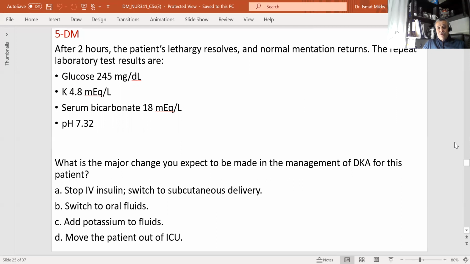As the potassium starts to drop into the normal range, add potassium replacement. So you add more potassium. You expect the patient to receive potassium at this point, and that's because the body becomes massively depleted of potassium. There is a potassium depletion because of the metabolic acidosis. Acidosis takes potassium out of the cells.